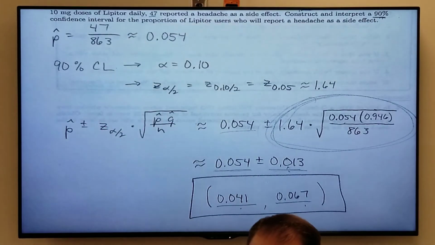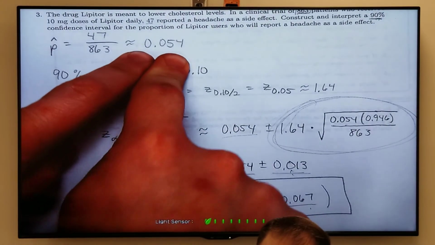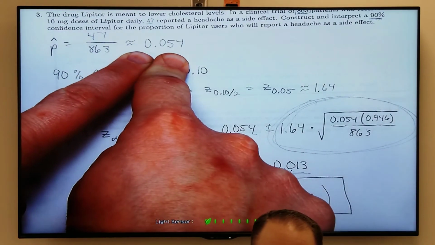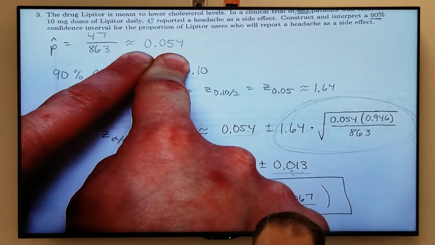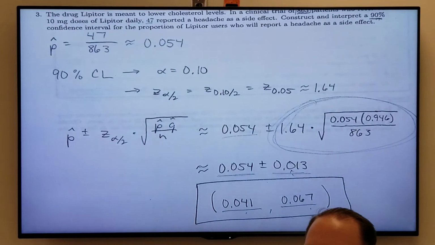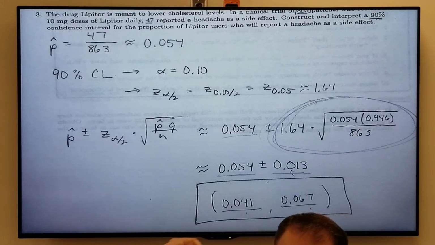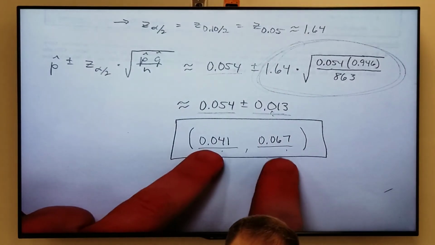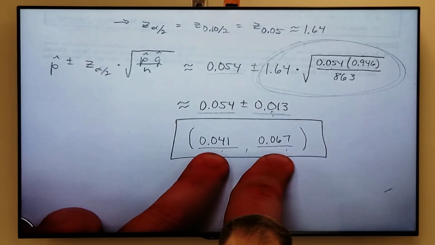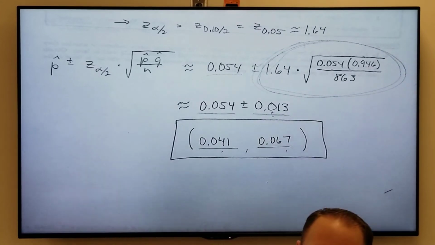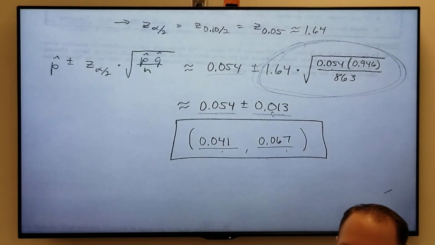So again, just to be clear, in our sample, exactly 5.4% of people experienced headache as a side effect. But we're asking what proportion of all Lipitor users will experience headache as a side effect. We're 90% certain that somewhere between 4.1% and 6.7% of Lipitor users will experience headache as a side effect. That's what the confidence interval means.